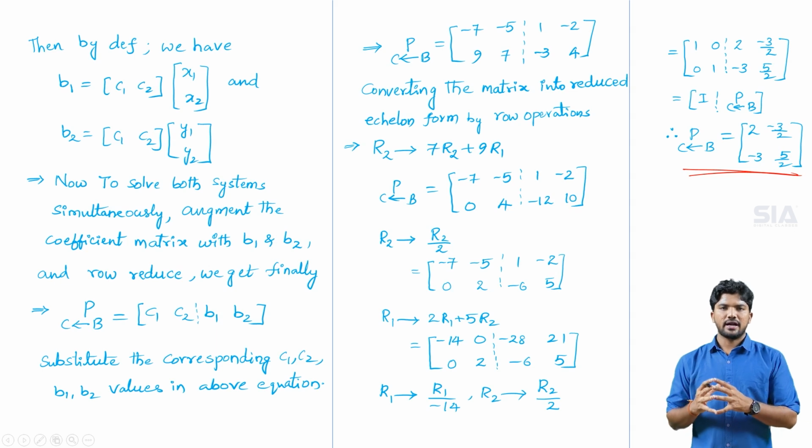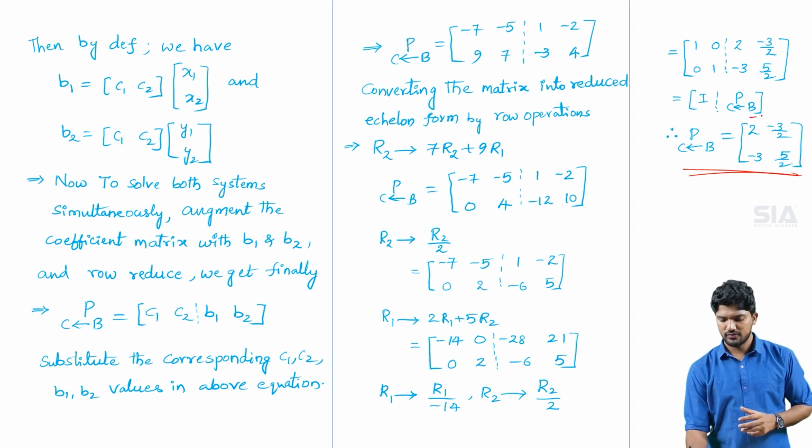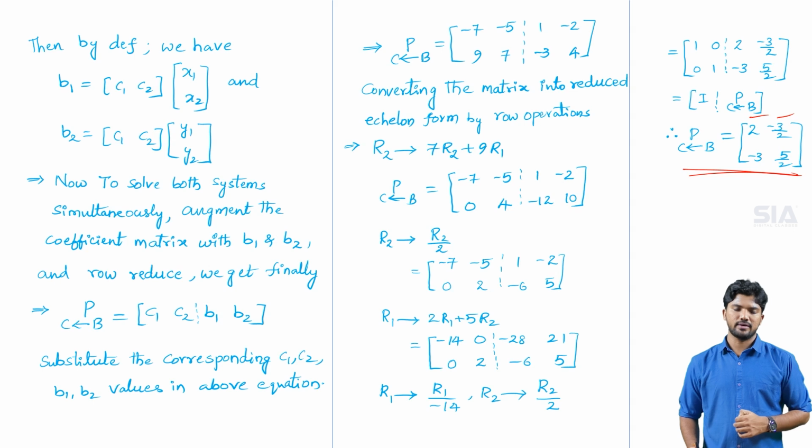The change of coordinate matrix from B to C is given in this format only: 2 minus 3 by 2 minus 3 5 by 2. That is in the first question, first sub condition.